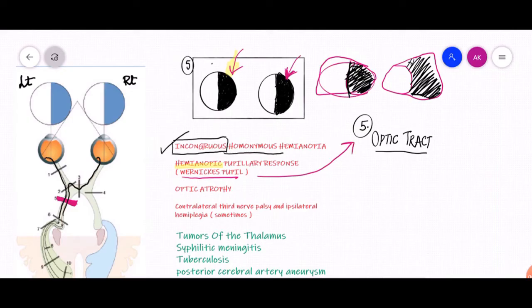Along with that, there will also be optic atrophy, and sometimes, because of the close association with the midbrain, which is present somewhere here, third nerve palsy can also be present. Ipsilateral hemiplegia also might be present because of the close relationship with the third nerve nucleus and the corticospinal tracts.